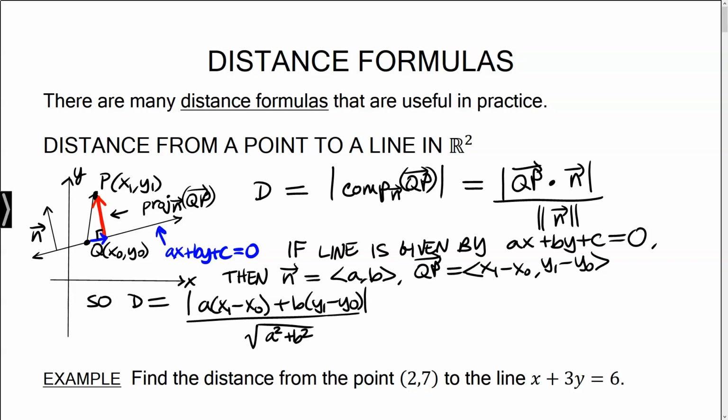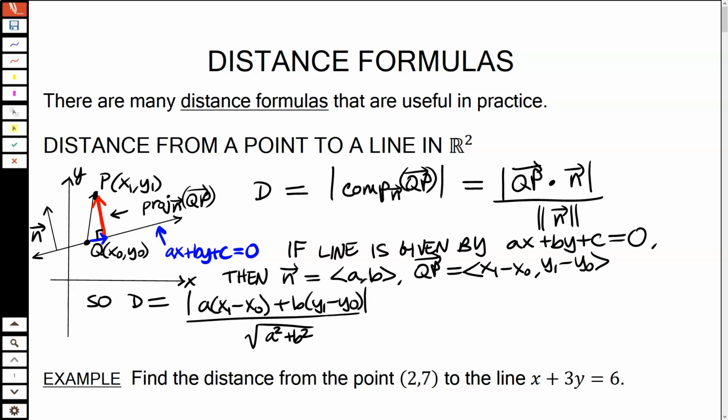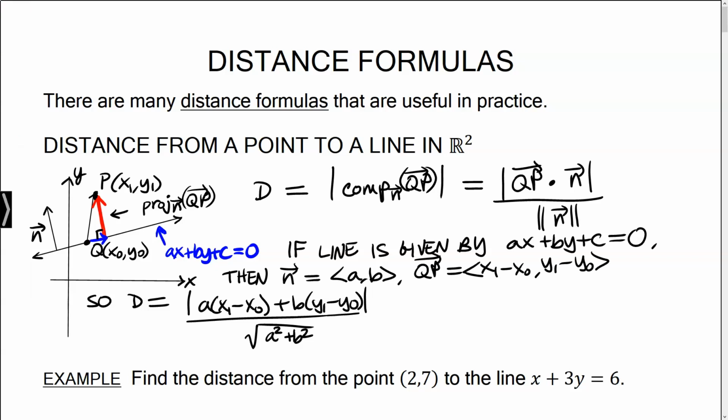Now what I'm going to do is just do a little bit of algebra on here, and you'll see that this is going to work out to something even better. So if I distribute the a here, we can write this as ax1 minus ax0, and we can write this as by1 minus by0. But we have ax1 plus by1, so if I were to add and subtract a c from there, since I know the point Q, x0, y0, is on the line, I know that a x naught plus b y naught plus c has to equal 0. So I've got a minus ax naught minus by naught.